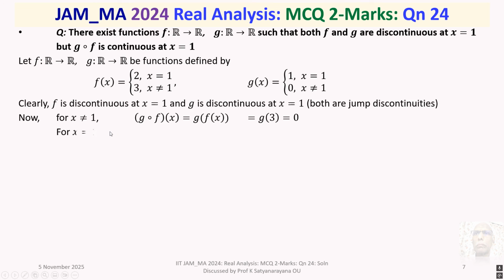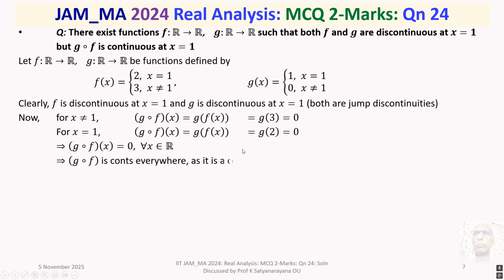What happens when x is equal to 1? G compose f of x is equal to G of f of x. When x is equal to 1, f of x is 2. And G of 2 is 0 because 2 is not equal to 1. Agreed. That means G compose f of x is 0 for all x belongs to R. Thus, it is a constant function. Therefore, it is a constant function. It's continuous everywhere. Therefore, G compose f is continuous at x is equal to 1.